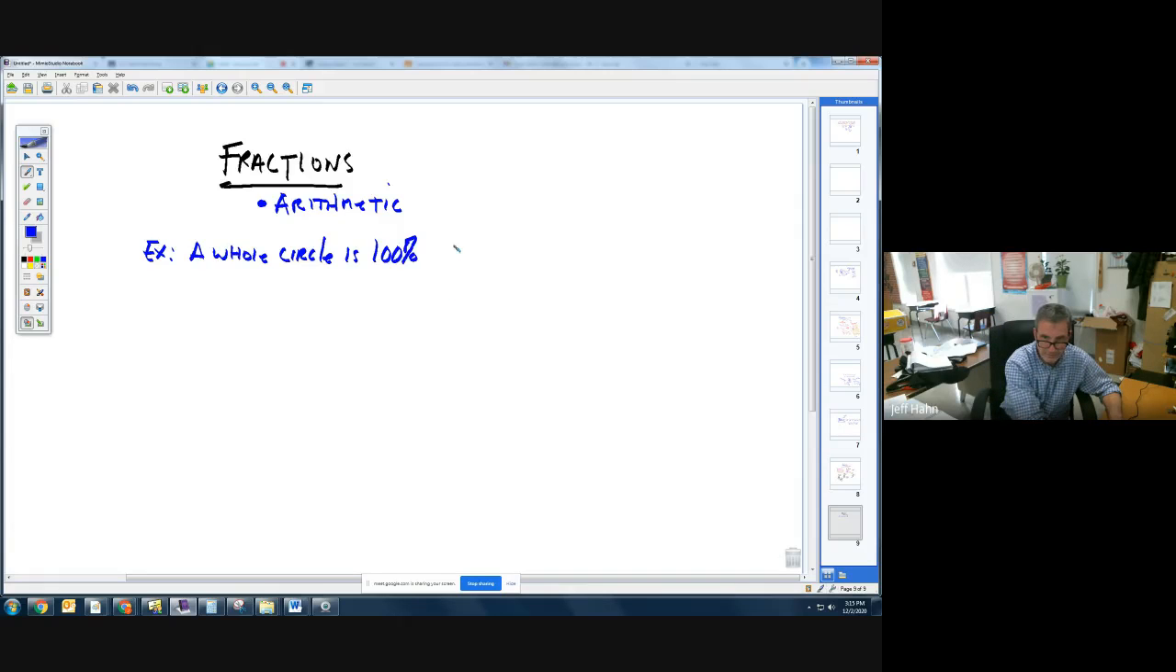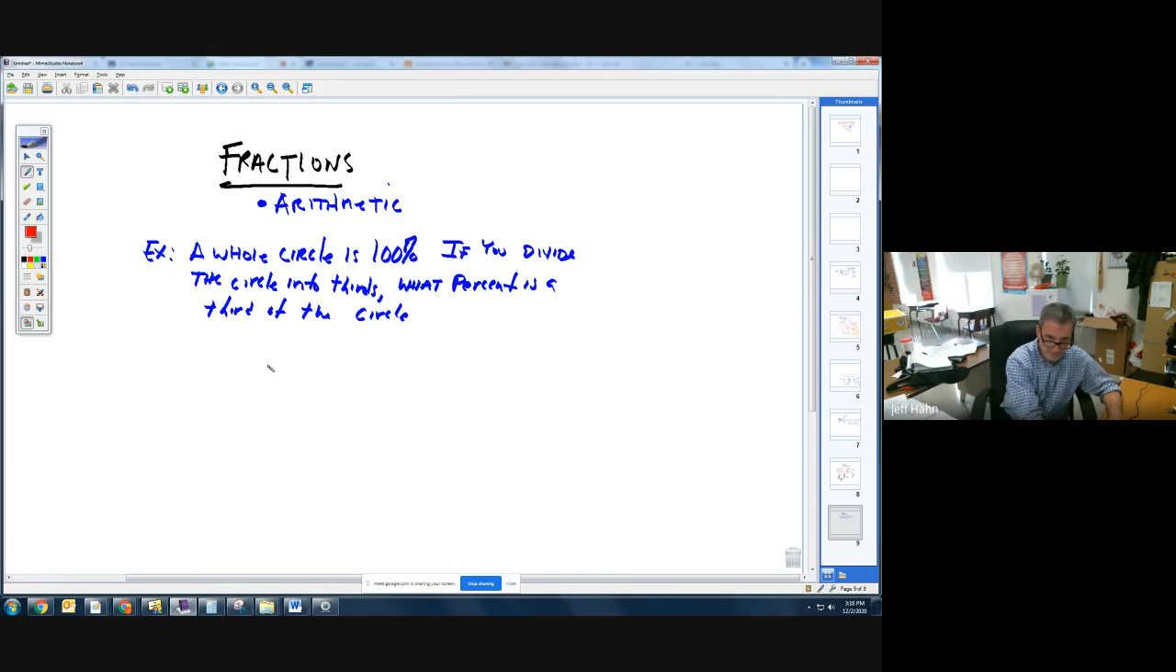If you divide the circle into thirds, what percent is a third of the whole circle? What percent is a third of the circle? Let's just shoot this down at you here.